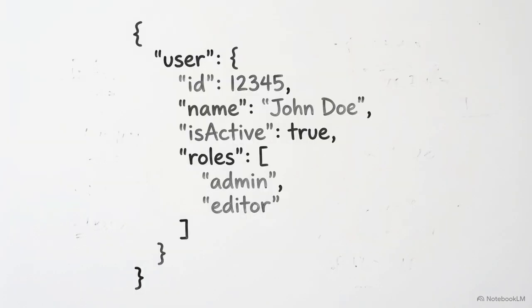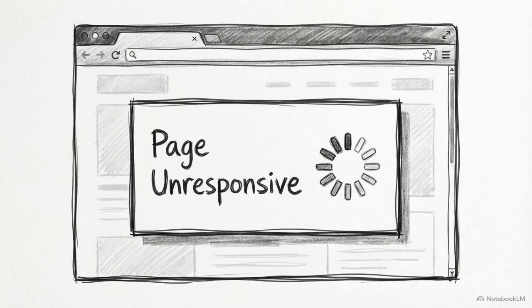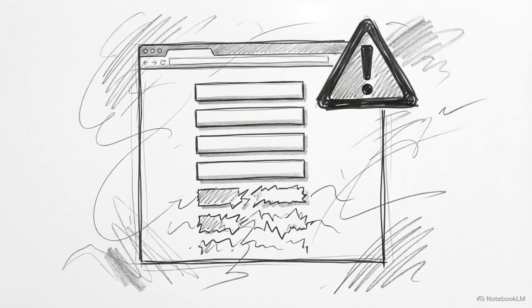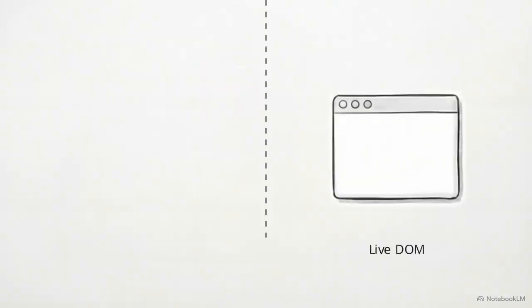JSON is a lightweight format for storing and transporting data that JavaScript can easily read. Once we have that JSON data, there is a performance risk to avoid. Appending each fetched item directly to the live DOM one by one forces the browser into expensive, repetitive redraws. This diagram shows the solution.